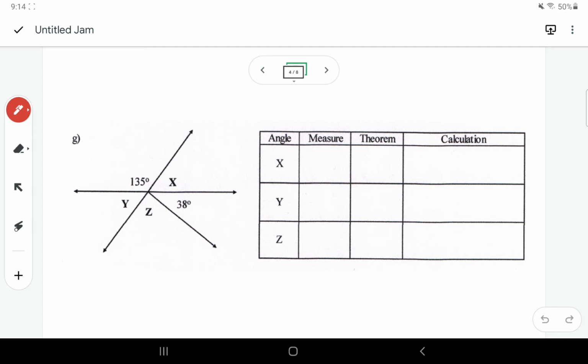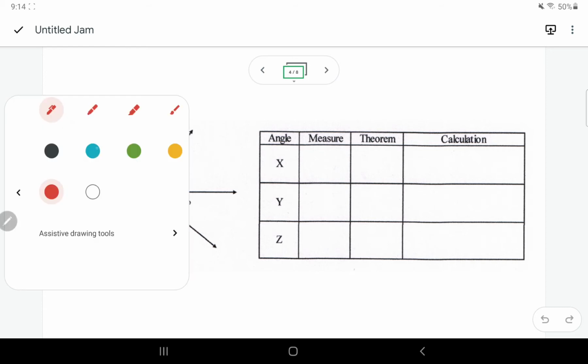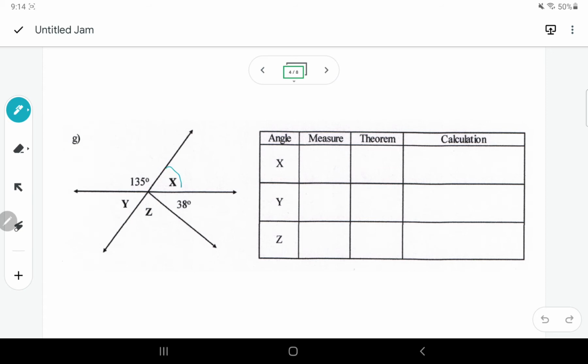This one's kind of similar. We have got a bunch of different angles. I would start with the X here because the X and the 135 are supplementary. They add up to 180. So I would say X is 180 minus 135. So X is going to be a 45-degree angle, and filling in the answer there.